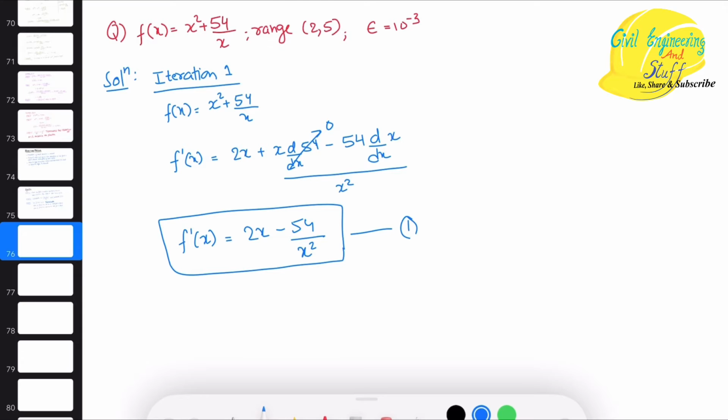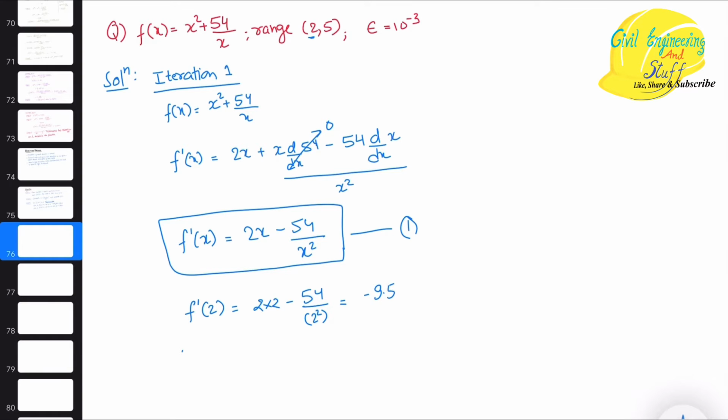All right, so first of all we'll put the value. f dash of a, that is 2. f dash of 2 will be 2 into 2 minus 54 by 2 square, right? So this will be minus 9.5.